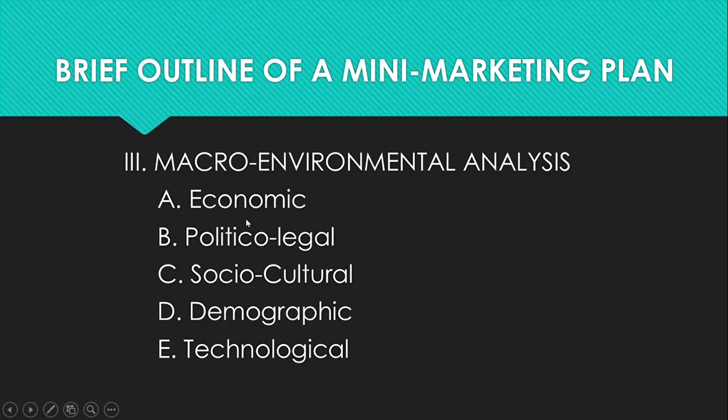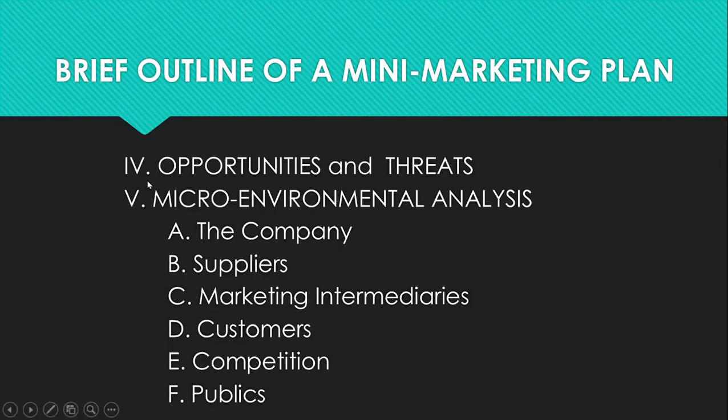This consists of the analysis of your economic, political, legal, socio-cultural, demographic, and the technological. So I'll be explaining this later on. Okay. And the fourth part is the opportunities and threats. And we also have the fifth part, which is the micro environmental analysis. Okay. So here, the company, the suppliers, your marketing intermediaries, the customers, your competition, and the publics.